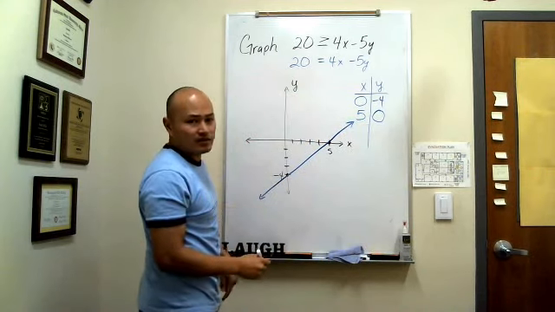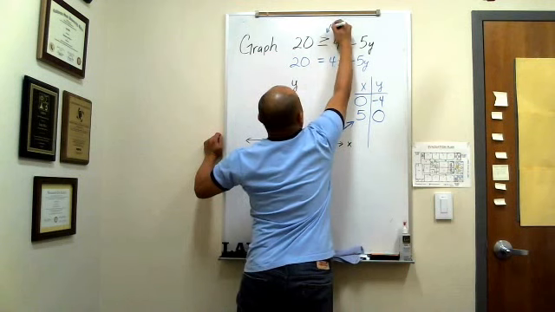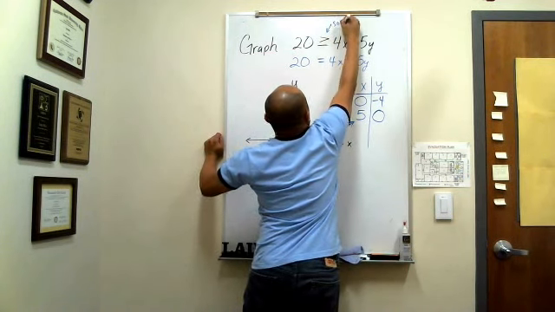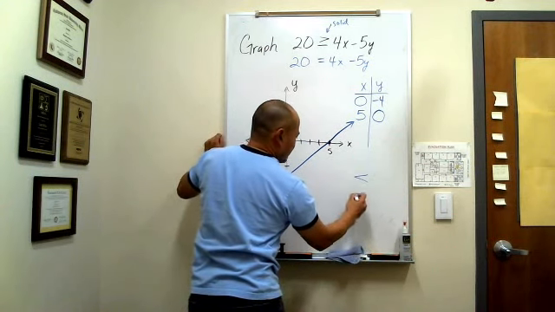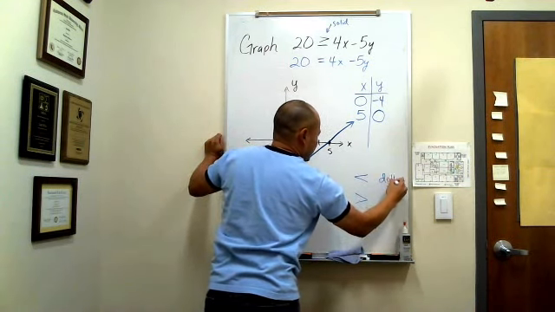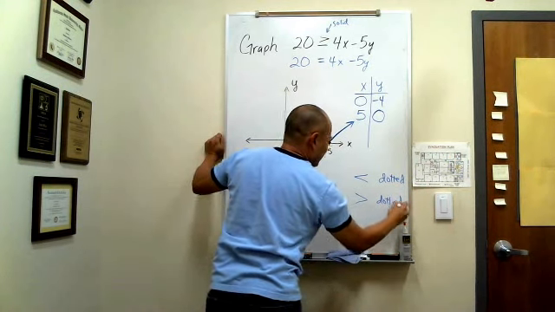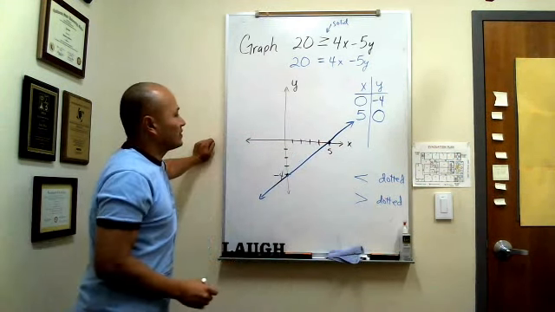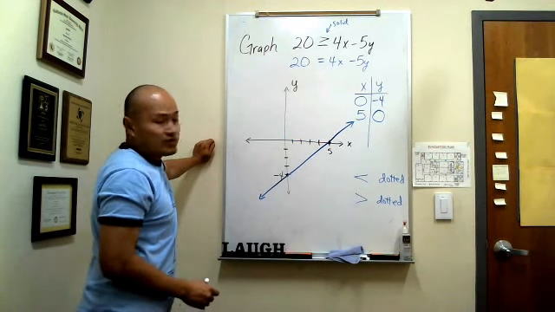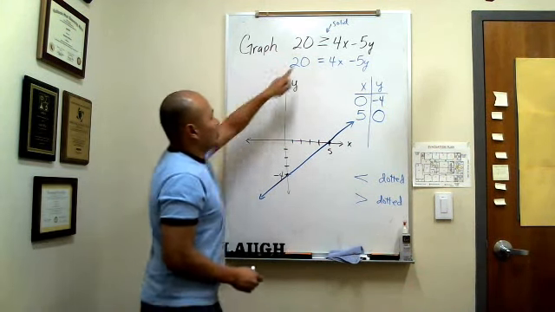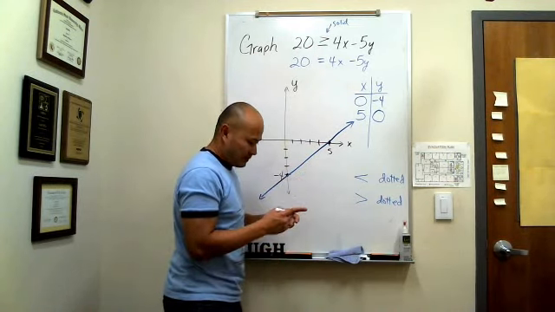How do I know this line is solid? This symbol here tells you to graph a solid line. If you had this symbol or this symbol, these are dotted lines. This would be a dotted line. That would be a dotted line. All right, so the first step is to graph the straight line. Because it's greater than or equal to, you include the equal part, so it's a solid line.